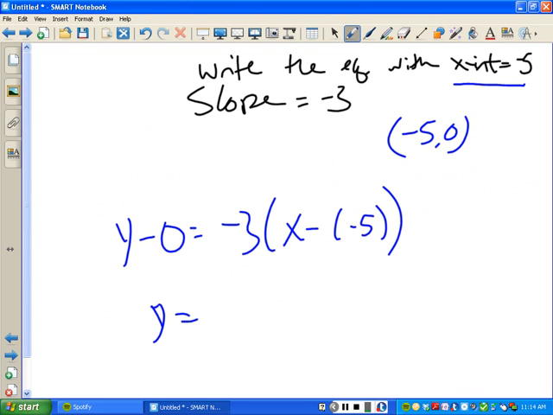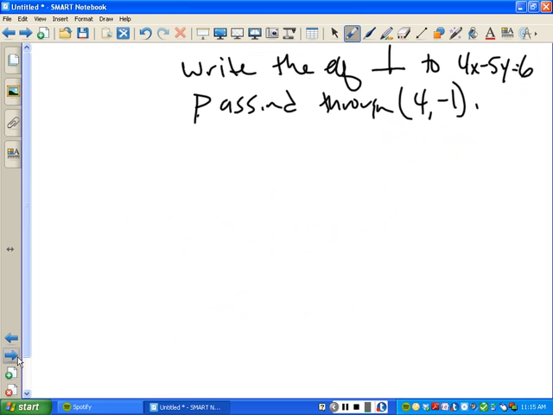Y equals -3x. Negative and negative become positive. So -15. Okay. Always straight. And then lastly, we come to the fourth one.